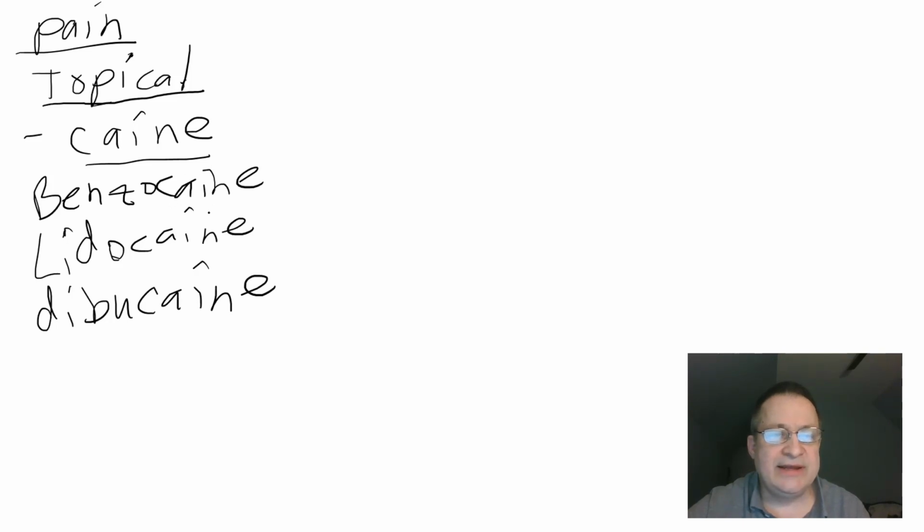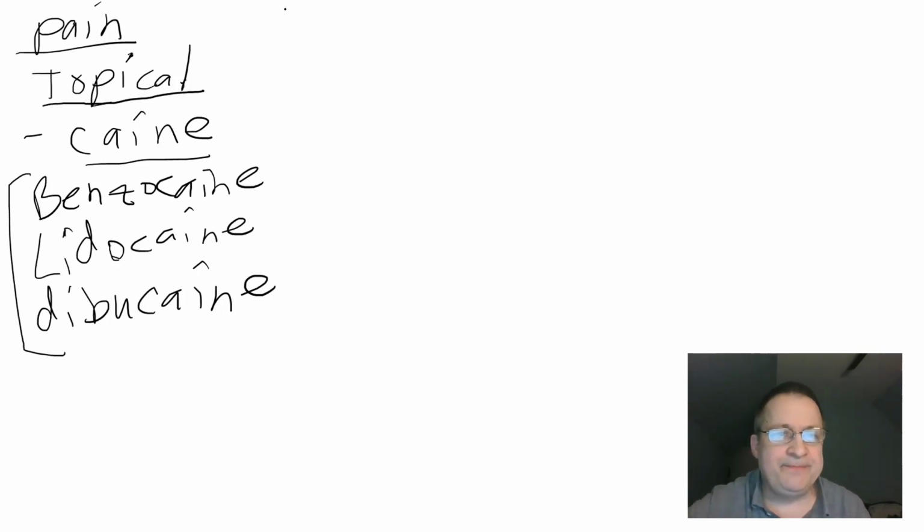And so you get the idea. Benzocaine, lidocaine, and even Novocaine, for example. You hear about that quite often with dental procedures, but these are the ones you see over the counter most often.